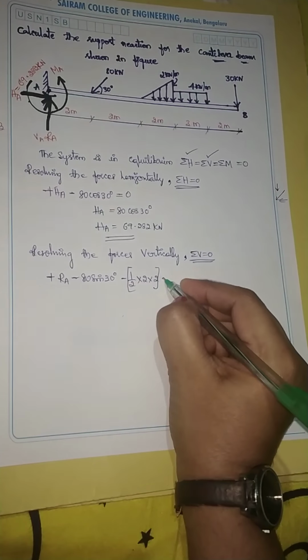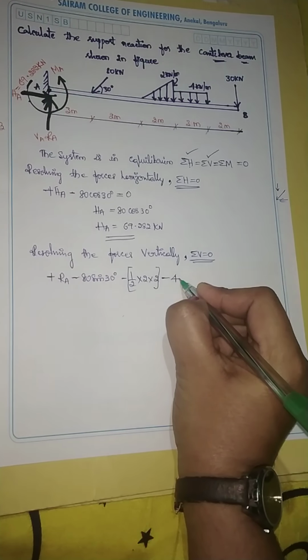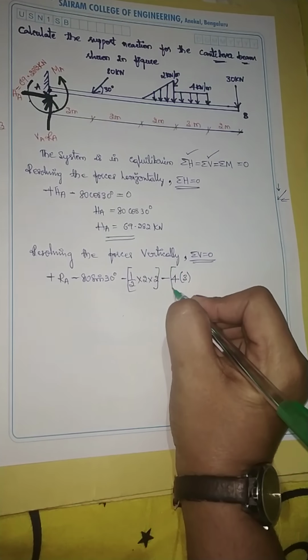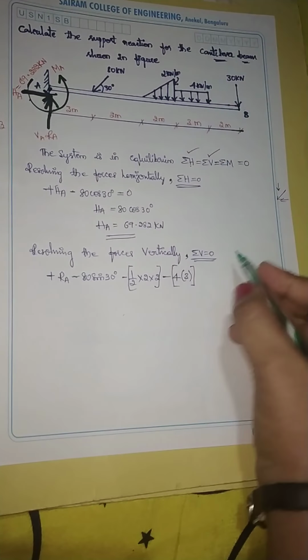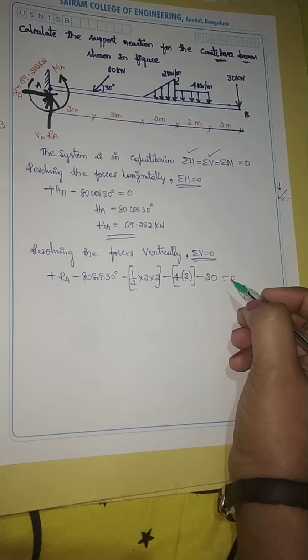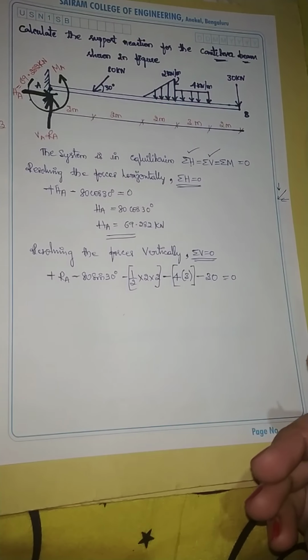Next one is UDL, that is minus 4. Is this just minus 4? No. UDL means you have to multiply it with the distance, because the UDL is distributed from this point to this point with the same intensity. So that's why we have to multiply with 3, that is the distance. Please put a big bracket for this to avoid confusion. The last force, that is 30, minus 30 is equal to 0. Right? So these are the reactions, we got all the vertical reactions here.